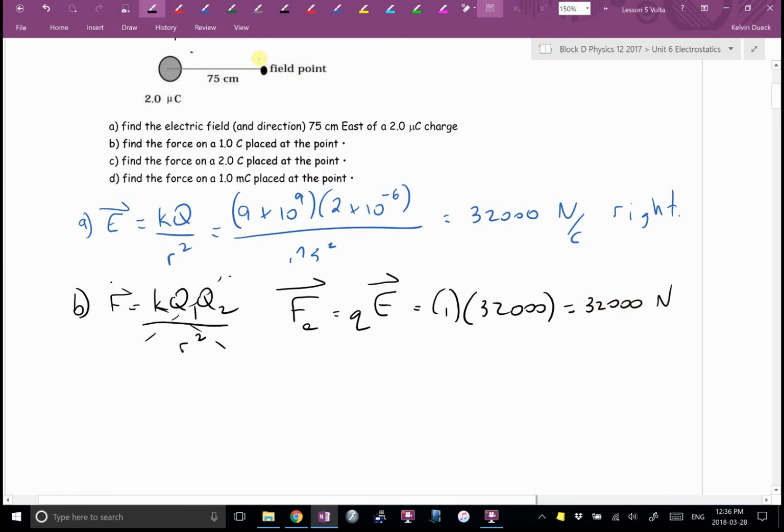So we put a positive charge right there of 1 coulomb. Which way is it going to feel a force because of that 2 microcoulomb charge? Also to the right, because the electric field tells us which way a positive would want to move, and the charge they gave us was a positive.